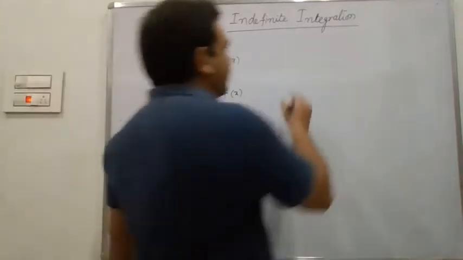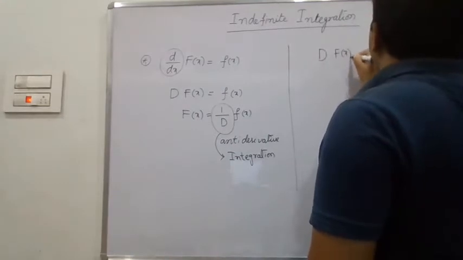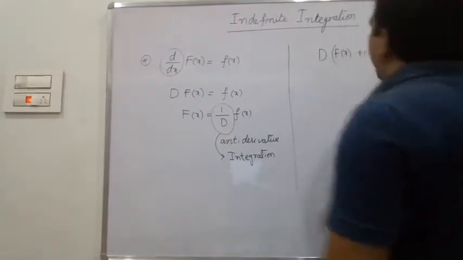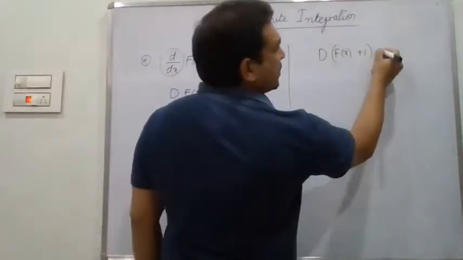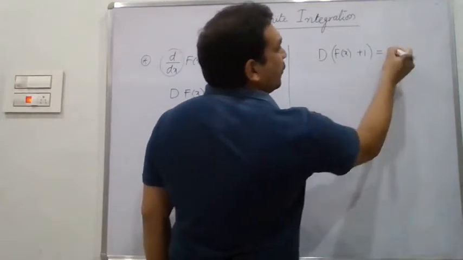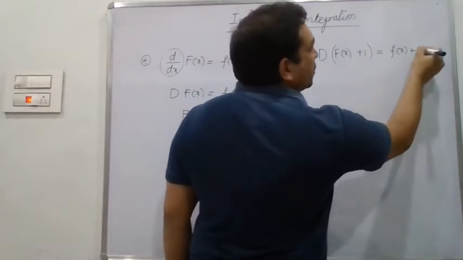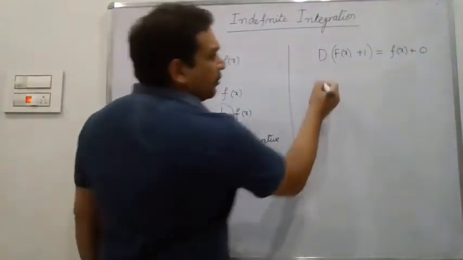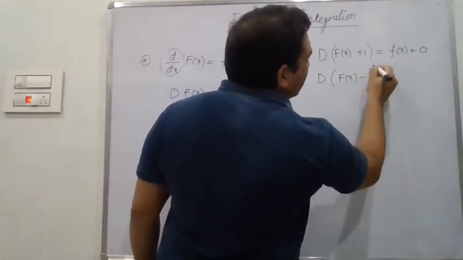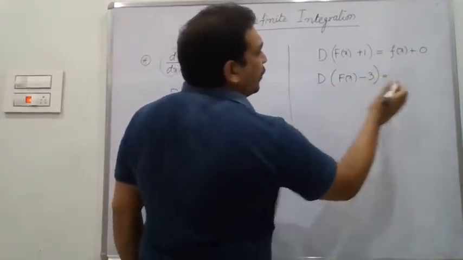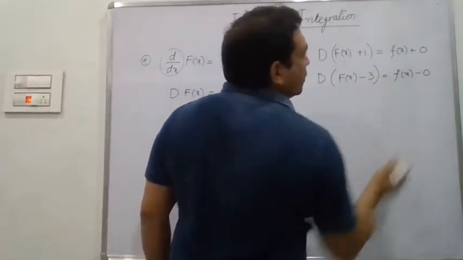So let us see once again. If I do the derivative of capital F of x plus 1, then what answer will I get? Derivative of capital F of x is already we know small f of x, plus the derivative of a constant is what? 0. What about the derivative of capital F of x minus 3? Derivative of capital F of x is small f of x, minus the derivative of 3, which is also 0.